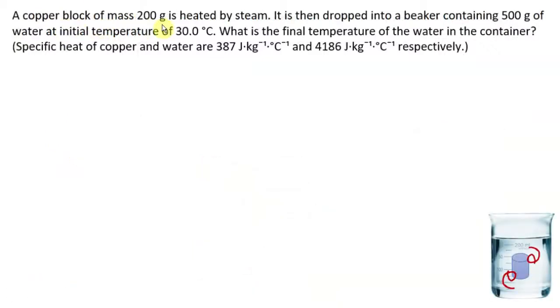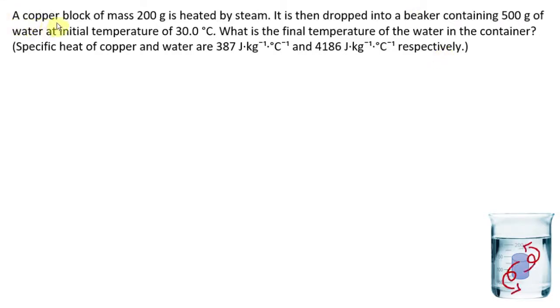A copper block of mass 200 gram is heated by steam. It is then dropped into a beaker containing 500 gram of water at an initial temperature of 30 degrees Celsius. What is the final temperature of the water in the container? Given the specific heat of copper and water are 387 joule per kilogram per degree Celsius and 4186 joule per kilogram per degree Celsius respectively.